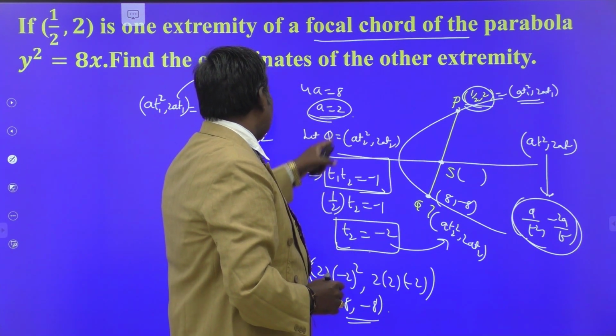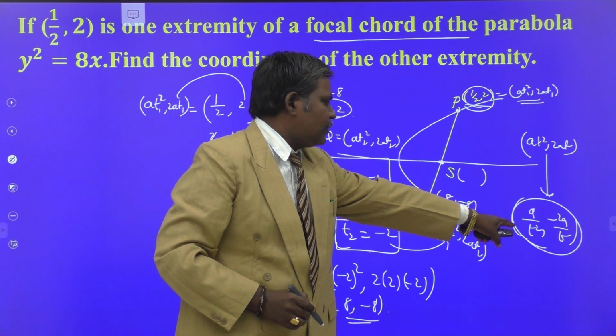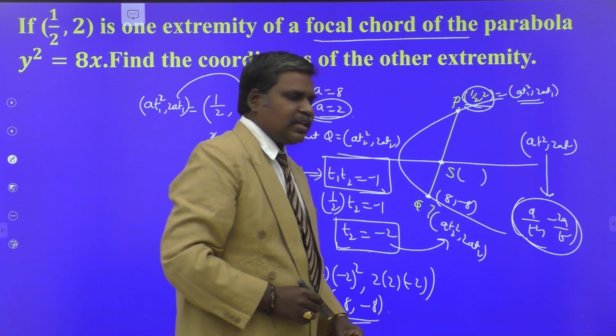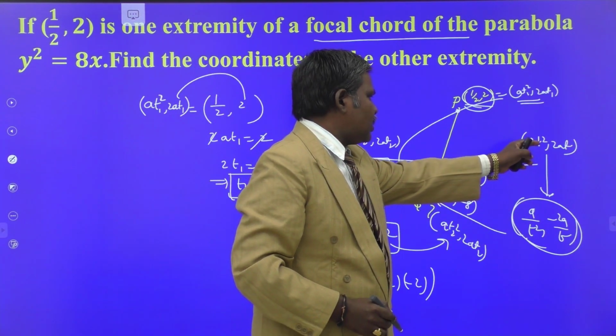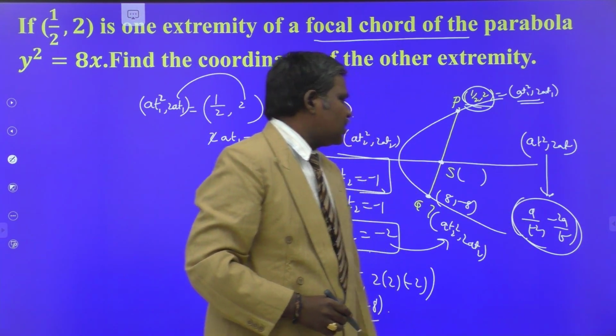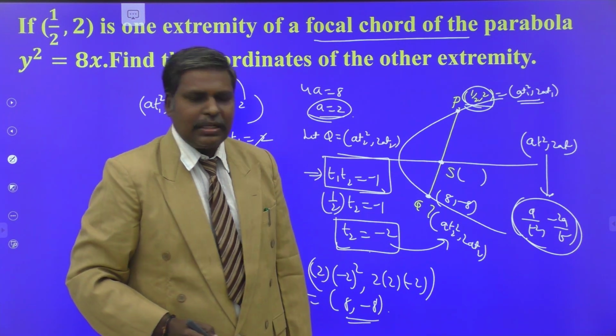So after getting the t value itself, you substitute there, and we obtain the point 8 comma minus 8. This is the procedure, this is the formula. That's all. For 80 square comma 280, the other extremity is what? A by t square comma minus 2a by t.